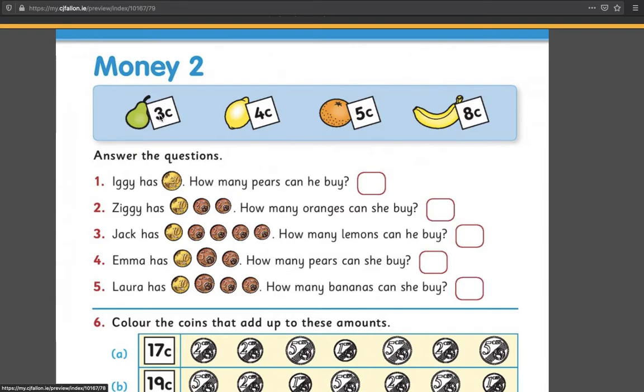So you can get your pears and you can say he can buy definitely one pear anyway because it's 3 cent and that's less than 20. But how many of them can he buy? He can buy 2: 3 plus 3 makes 6. Can he buy 3 of them? 3 and 3 and 3 makes 9. 3 and 3 and 3 and 3 makes 12. Okay, so you can buy 4 of them. 3 and 3 and 3 and 3 and 3. So that's 5 threes. That makes 15.